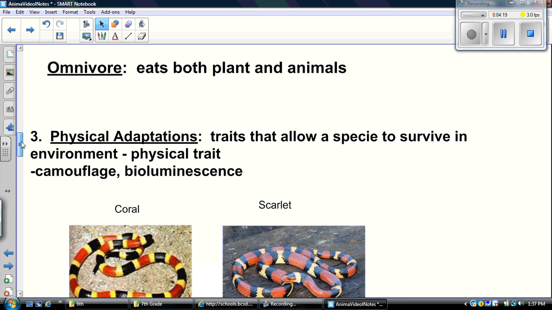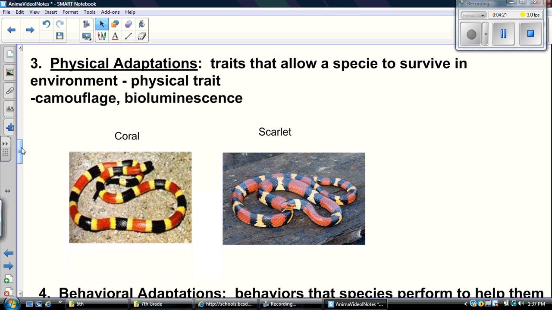Then we can take a look at animals and look at their adaptations. Okay, we talked about adaptations. Remember, adaptations are variations that help a living thing survive in their environment. So physical adaptation is something that you see. It's something that's noticeable. So camouflage, bioluminescence, the coral snake versus the scarlet snake. They have the same colors, but the coral snake is poisonous, the scarlet is not. That's called mimicry.